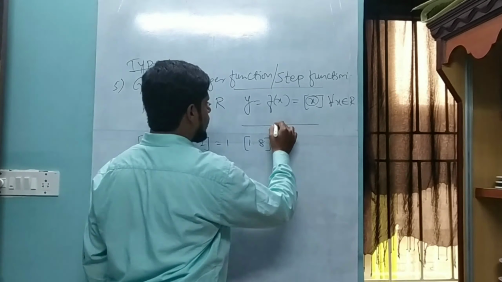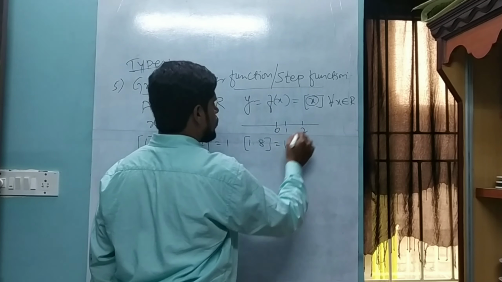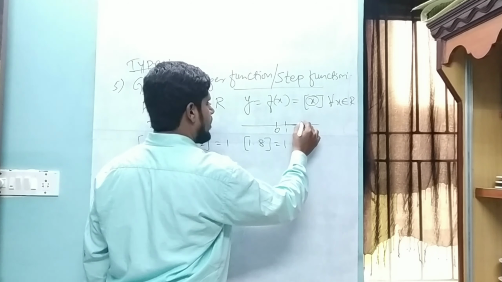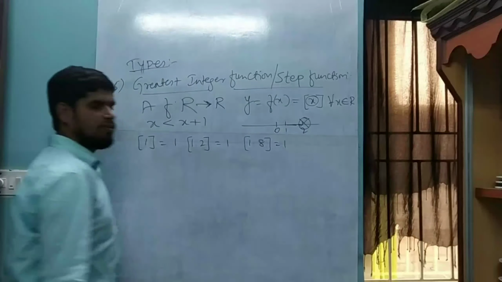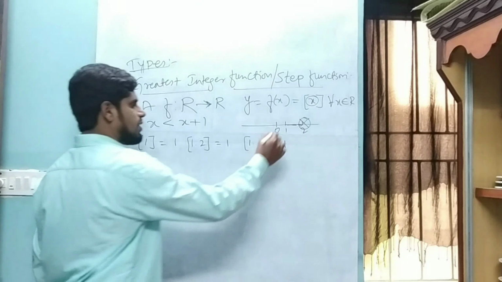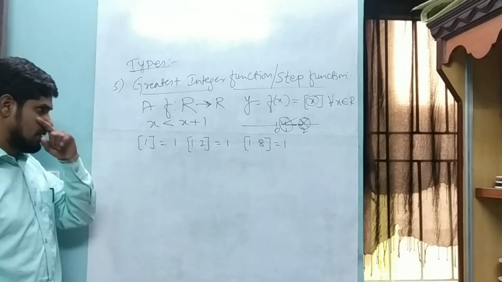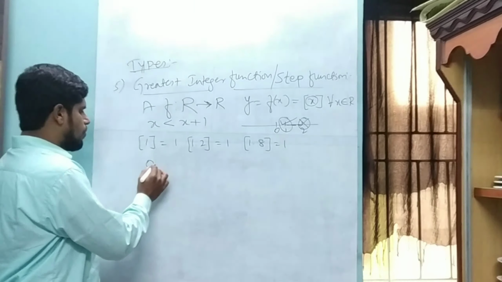If I have a number line like this, 0, 1, 2, and I put any decimal between 1 and 2, it will never be equal to 2. It will always be equal to 1 for any decimal.